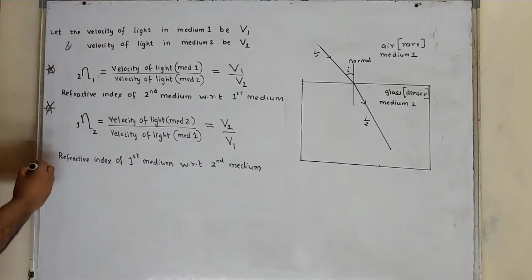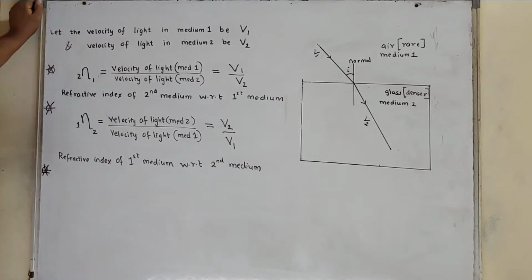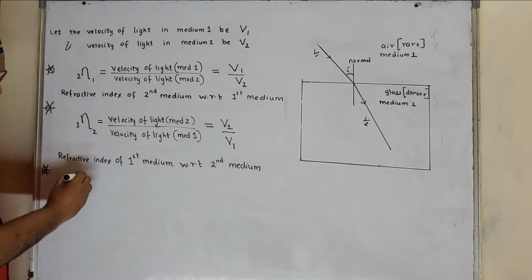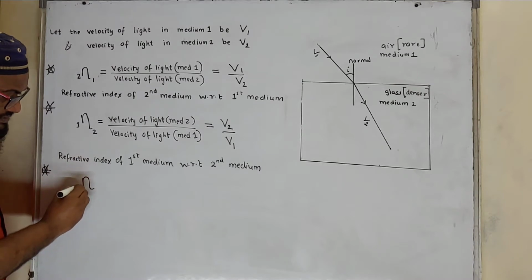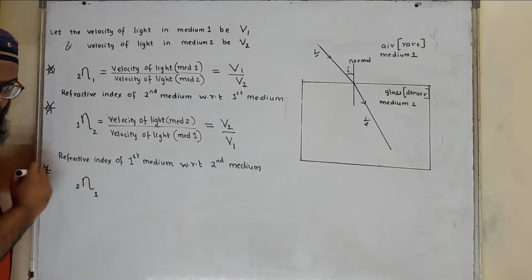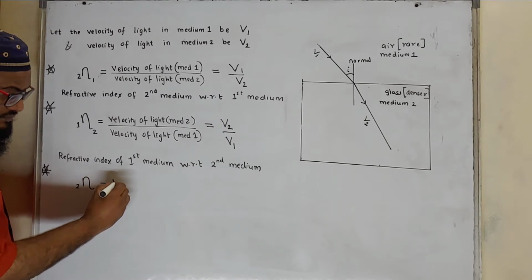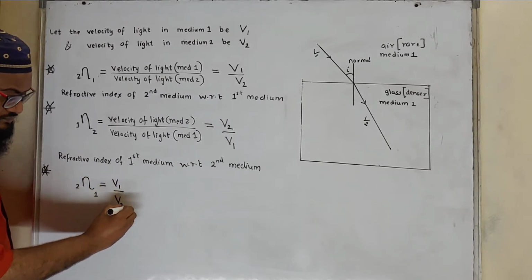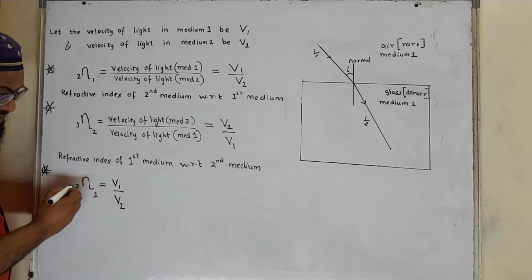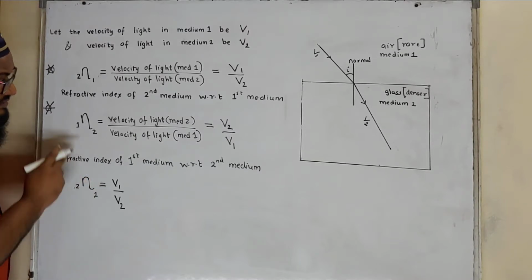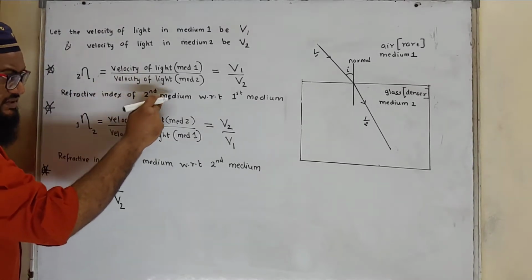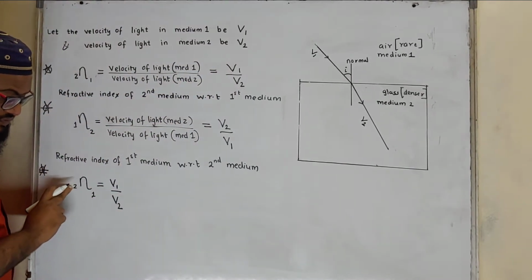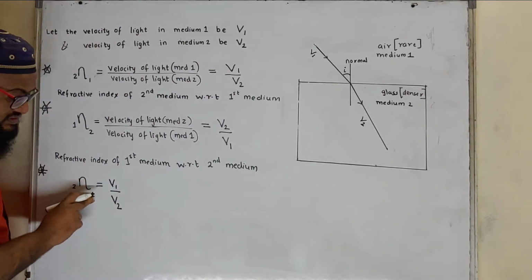Then a very important part, absolute refractive index. What is absolute refractive index? Let's read this one. Refractive index of second medium with respect to 1, what is it? v1 upon v2. Now this is the first medium and this is the second medium. We can read this as the refractive index of second medium with respect to first medium.